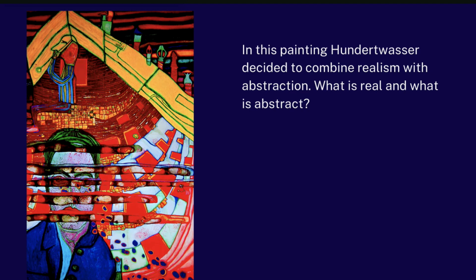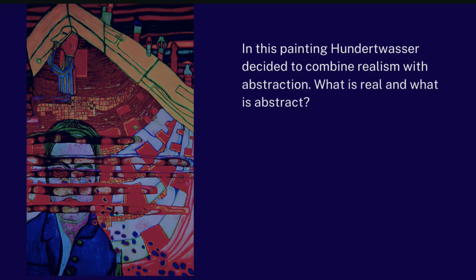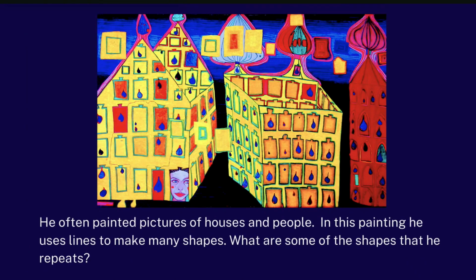In this painting, Hundertwasser decided to combine realism with abstraction. What is real and what is abstract? He often painted pictures of houses and people. In this painting, he used lines to make many shapes. What are some of the shapes that he repeats?